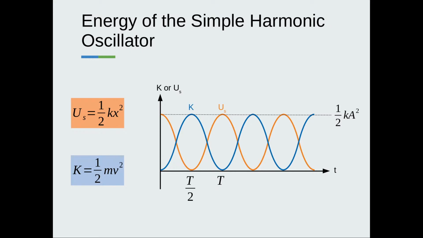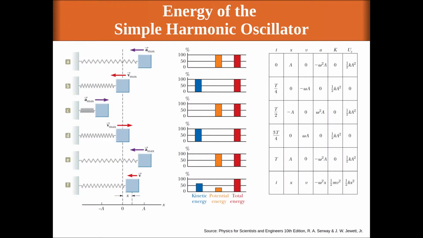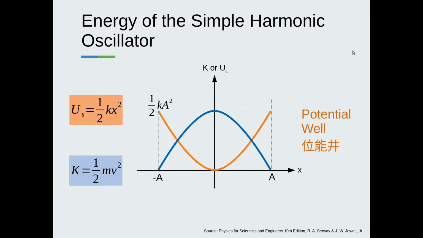Okay. Energy of the simple harmonic oscillator. Here's a summary table, and this is the crucial time point, position, velocity, and acceleration, and kinetic energy and potential energy. So if you need it, you can look around, and then you can keep it with you. And here's another thing which is related to physics. So you can see that we just checked the energy versus time, and now let's check the energy versus position.